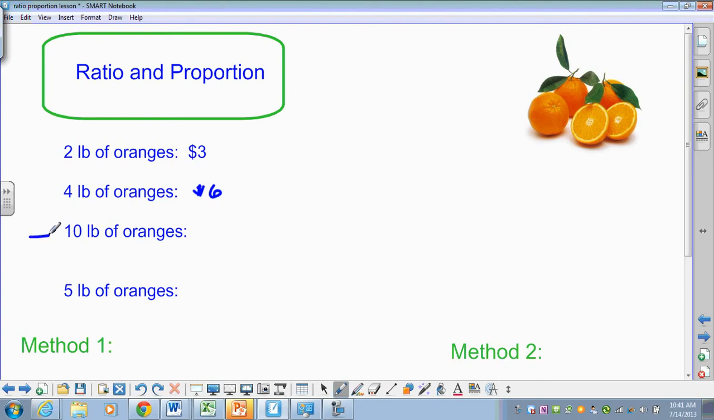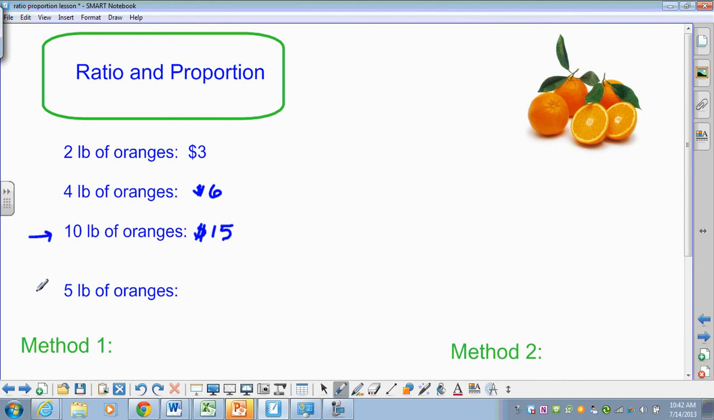What about the next one? For 10 pounds of oranges, once again, it's not too hard to observe that, from 2 to 10, they multiply by 5. This is 5 times the given quantity. So you would expect the price will multiply by 5 as well. So there the price will be $15.